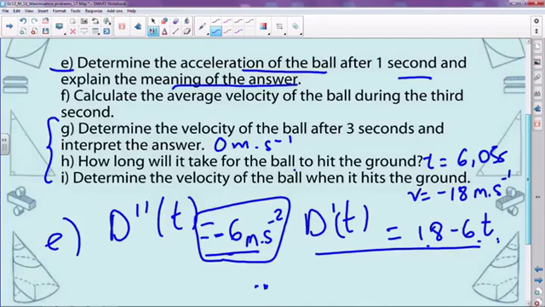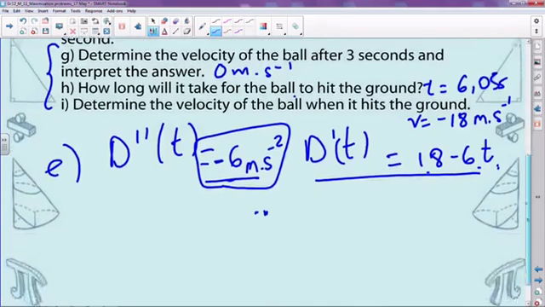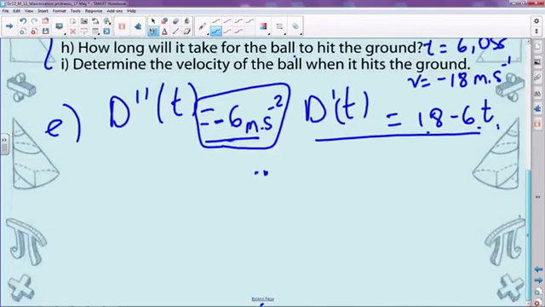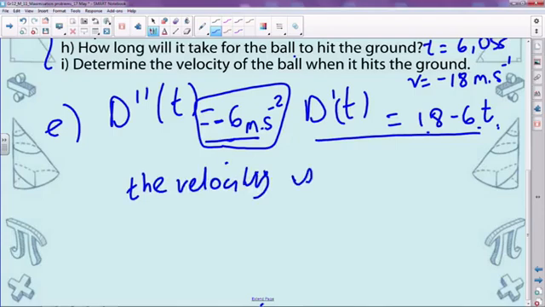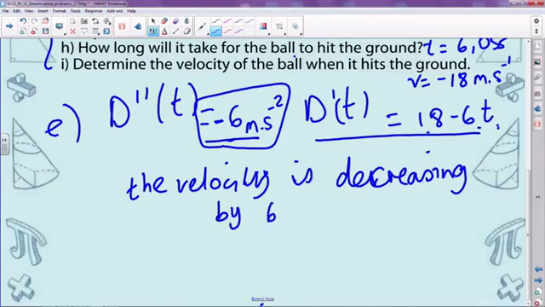Explain the meaning of your answer. Well, what's happening? Why is it negative? What's going on there? Well, this must mean that the velocity is decreasing. The velocity is decreasing by 6 meters per second. All right, so the velocity is decreasing by that amount.